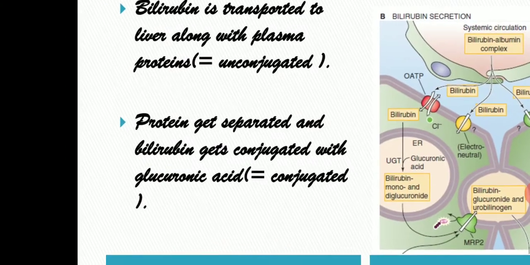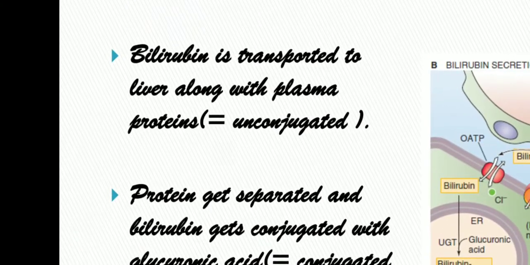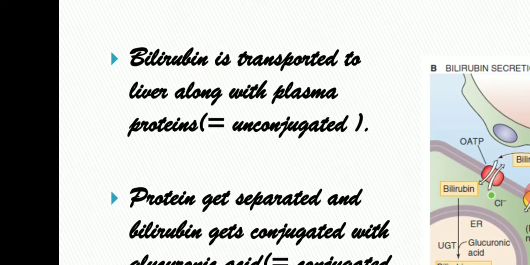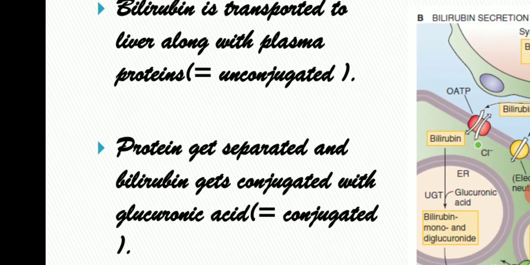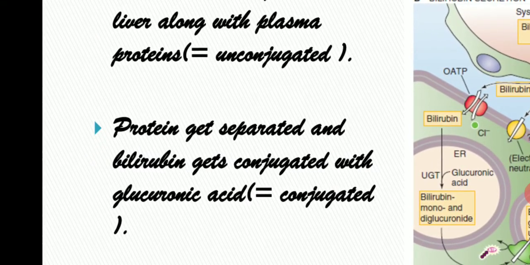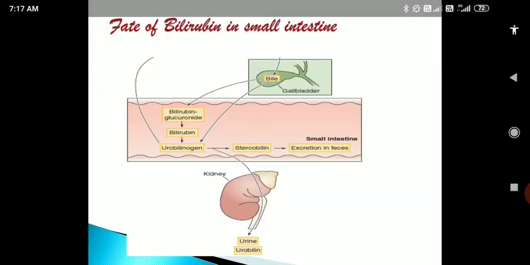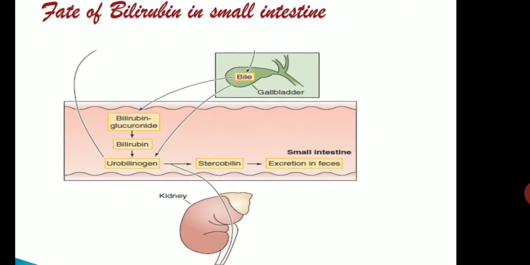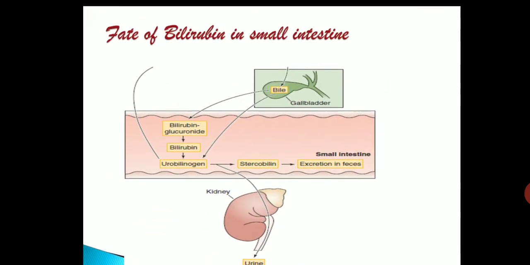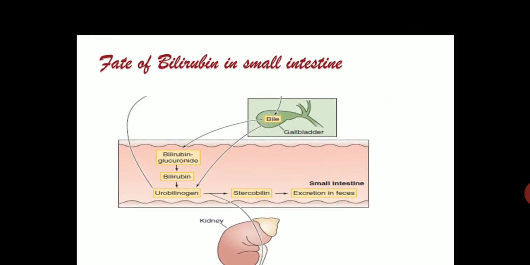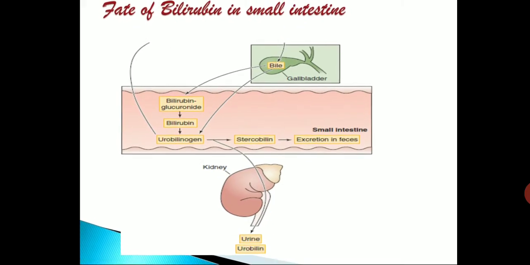Bilirubin. Bilirubin is transported to the liver along with plasma proteins, and the protein gets separated and bilirubin gets conjugated with glucuronic acid. Now here the fate of bilirubin in the small intestine is shown.